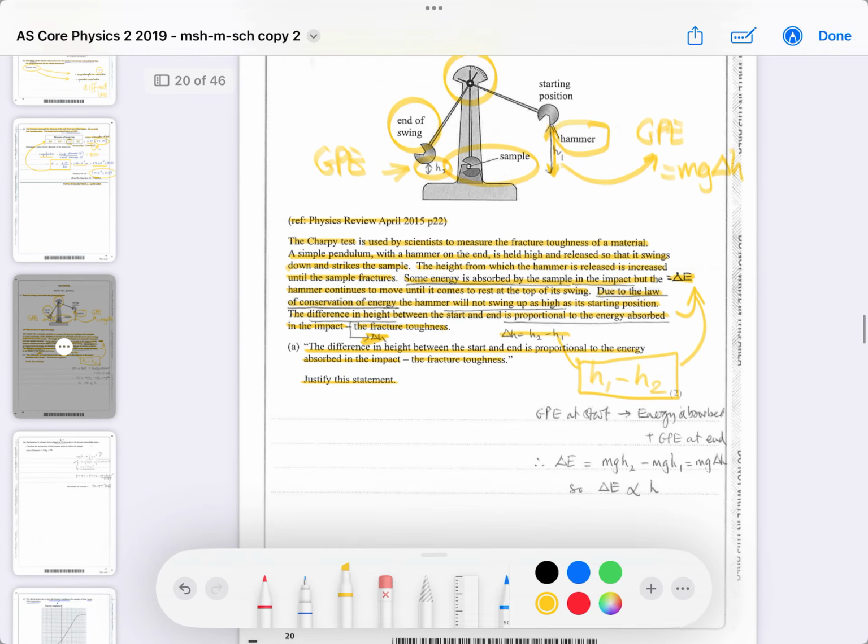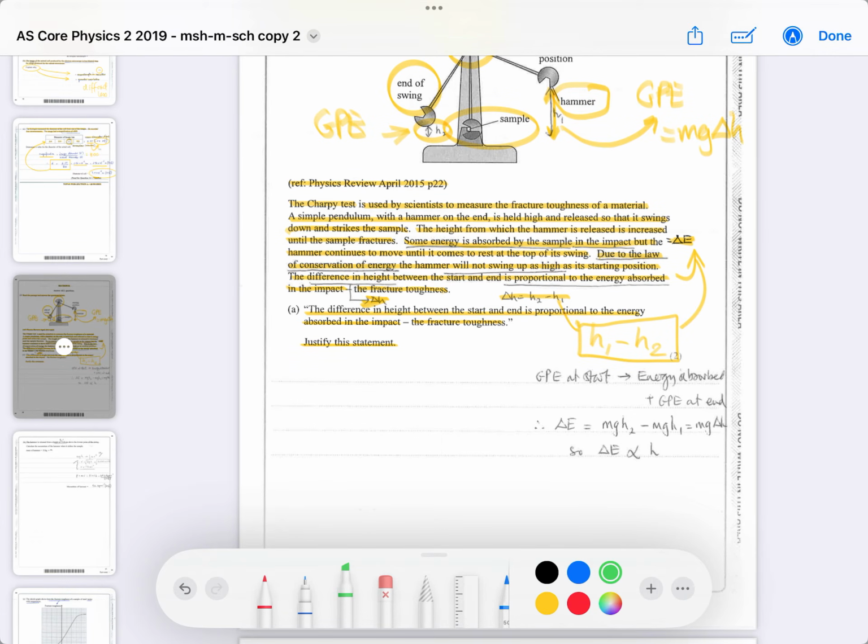The gravitational potential energy at the start goes to the energy absorbed plus the gravitational potential energy left as it swings through onto the other side. So the fracture toughness, if you like, is delta E, the energy absorbed in the impact, is equal to mgh2 minus mgh1, which will be the difference in the height from before till after.